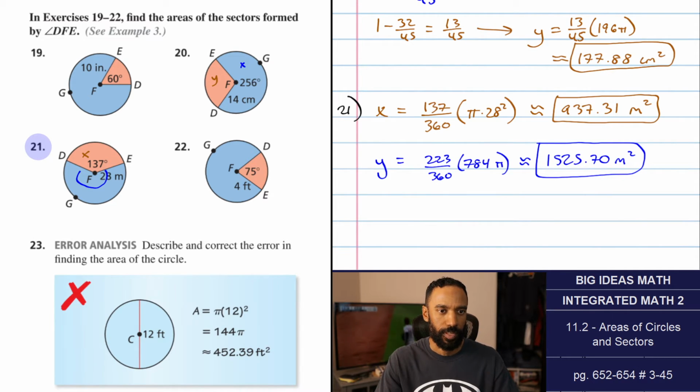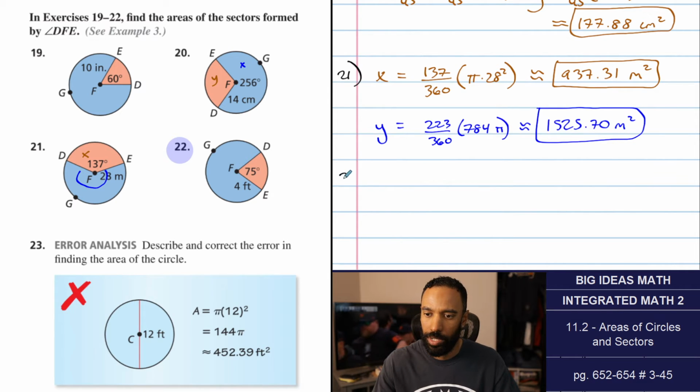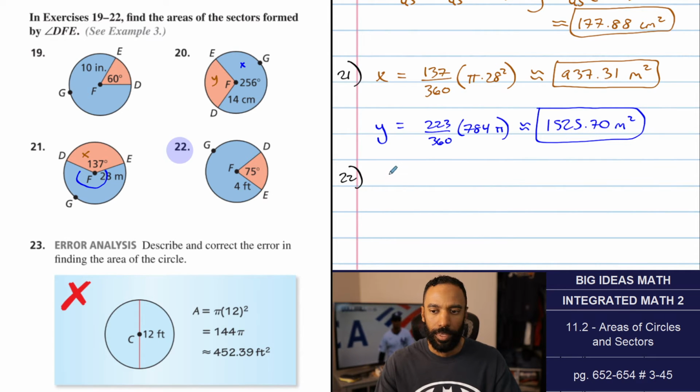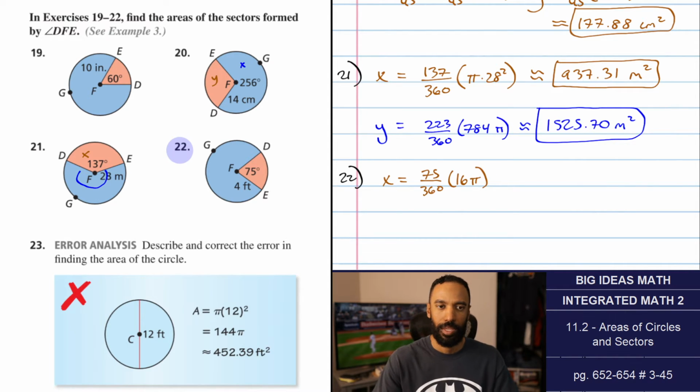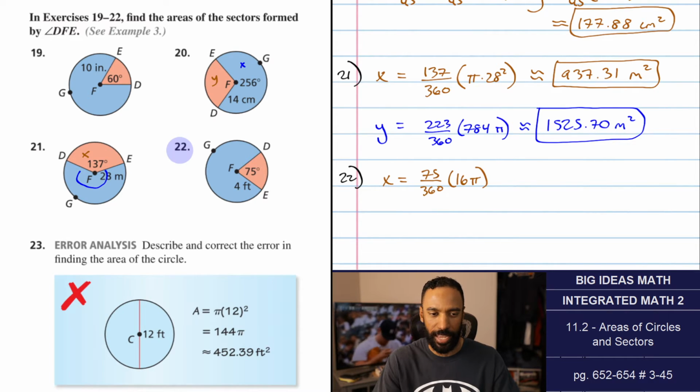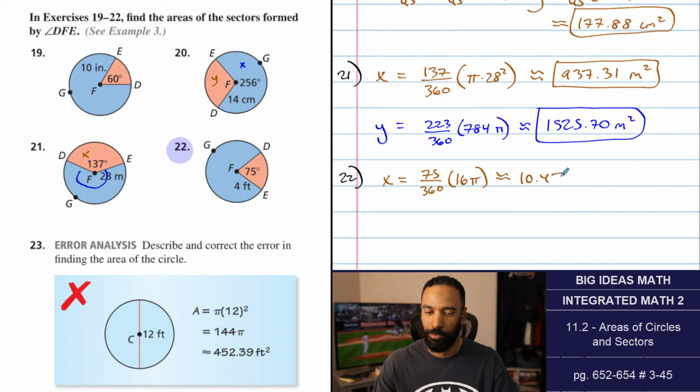Okay. Last one of this set, number 22. The salmon. Salmon-esque. We got, hold on, 22. I'm trying to change colors. Okay. 75 over 360. X is going to be 75 over 360 times 4 pi times 4 squared, 16 pi. That does reduce. At this point, I'm going to just keep it. If I'm not writing an exact simplified answer, we'll just keep it this way. 10.471, so 10.47 square feet.